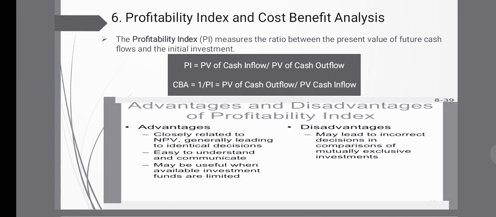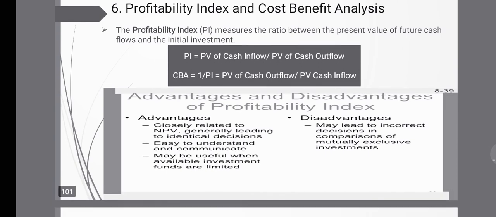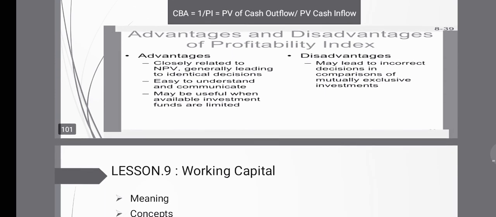And what are the advantages and disadvantages of the profitability index? Advantages: it is closely related to NPV, generally leading to identical decisions. Easy to understand and communicate, and may be useful when available investment funds are limited. And the disadvantage: it may lead to incorrect decisions in comparison of mutually exclusive investments. In mutually exclusive investments, it becomes very difficult to take decisions on the basis of the profitability index or NPV.